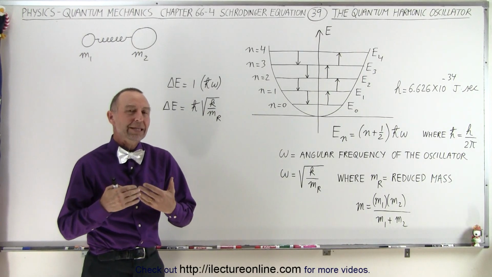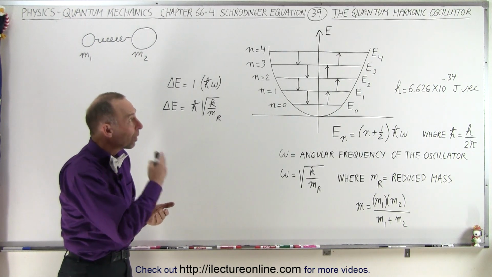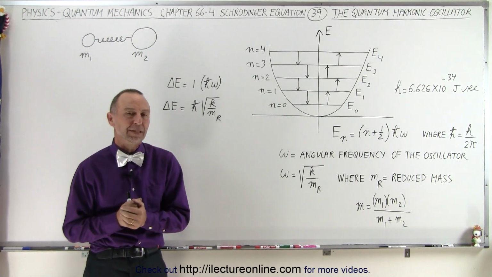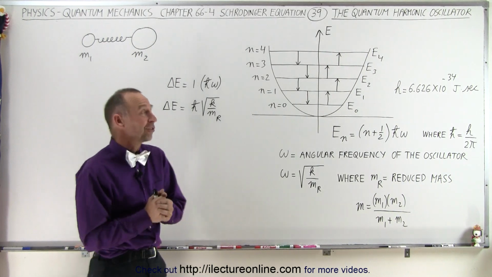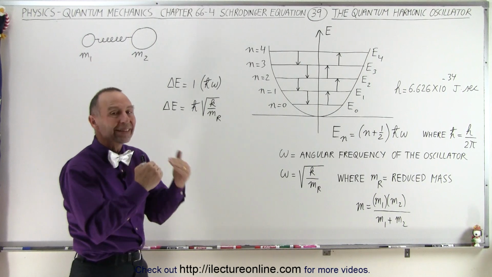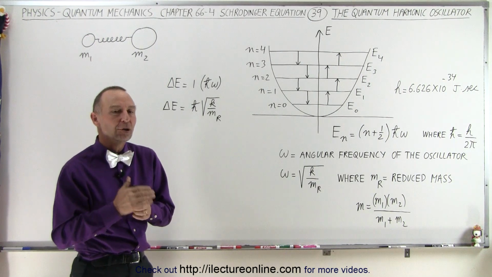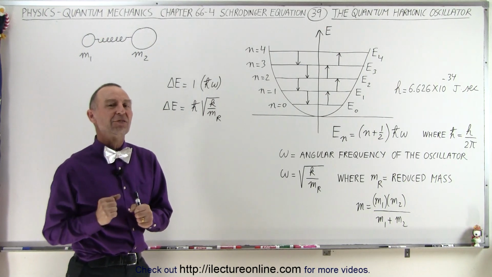Now let's talk about the oscillator, but in the quantum world. So in the quantum world, we'll call that the quantum harmonic oscillator, instead of just regularly the harmonic oscillator. The difference is that the energy levels are quantized. In other words, you cannot just have any energy in the oscillator. You can only have very specific values for the energy.